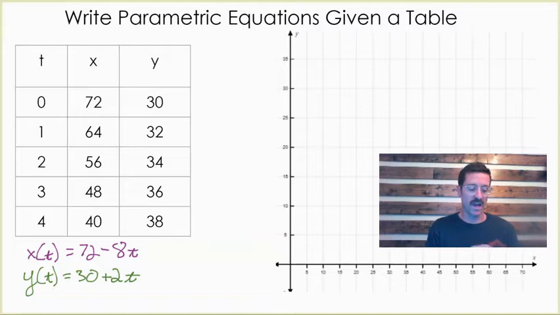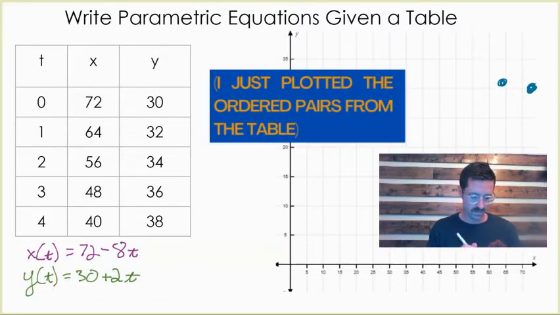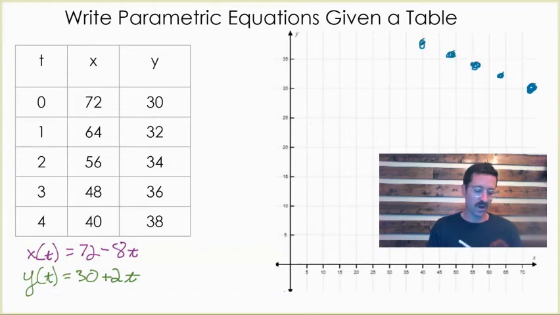I'll go ahead and just plot them real fast. If we were to plot our points, it would look something like that. So we started here at t equals 0. So that's like our initial point, and our graph is moving in this direction. And if our table continued, it would go that way.